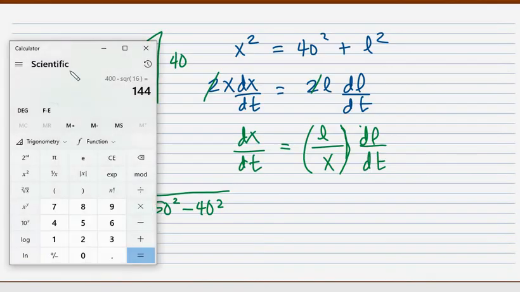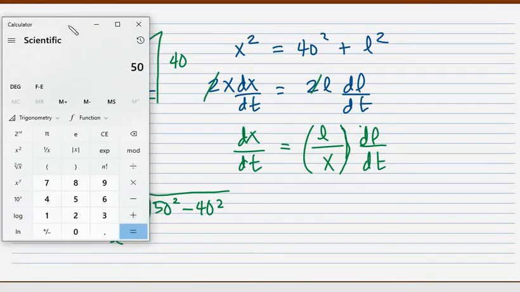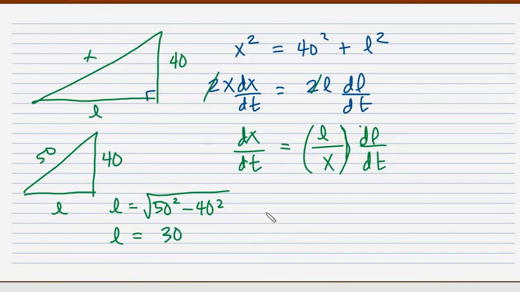So, if we get our calculator, we have 50 squared minus 40 squared. That's 900, and the square root of that is equal to 30. So L is equal to 30. So let's go back to our derivative of x with respect to t. So L is equal to 30, x is equal to 50, and our change of L is equal to 5 miles per hour.